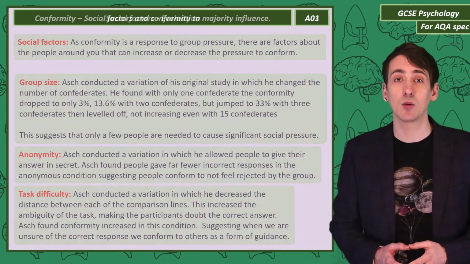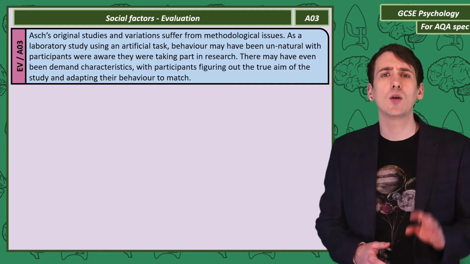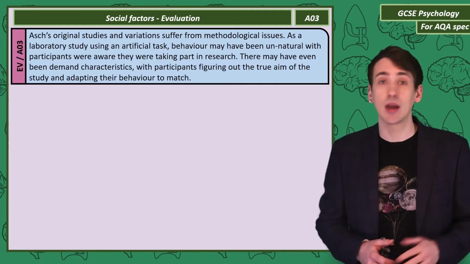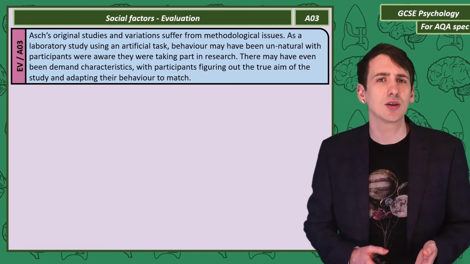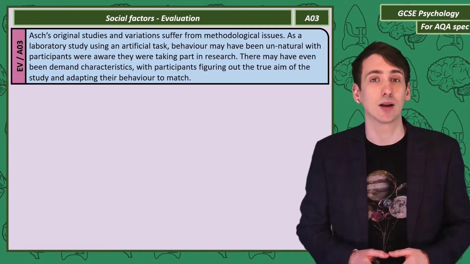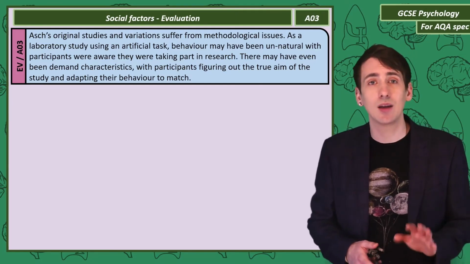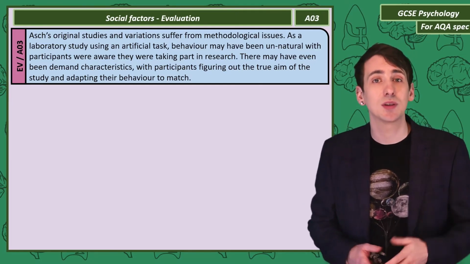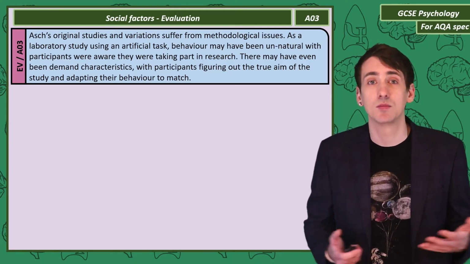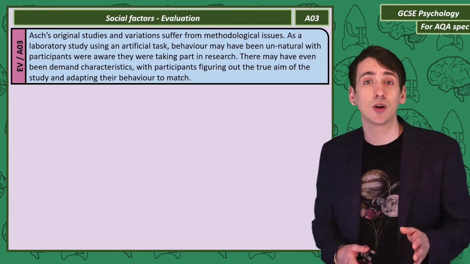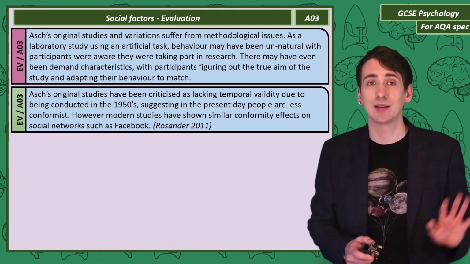So let's consider some evaluations of Asch, including the variations on his original study. Well, there are problems with Asch's methodology. It was a lab study in a very unusual artificial task, so we can question if the behaviour observed was really natural. Some of the participants, knowing that they were part of the study, might have guessed the other participants were set up to give the wrong answer and just gone along with what they thought was expected of them. Demand characteristics.